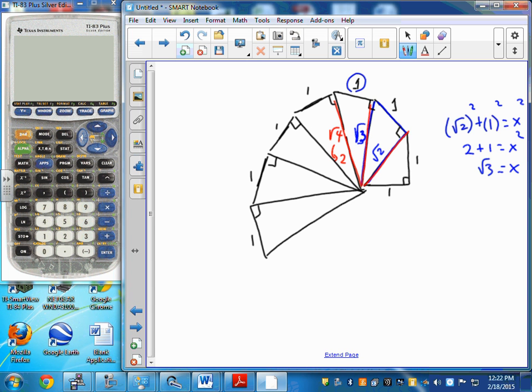This would be the square root of 8. And by the time you got to here, now you're up to the square root of 9, which is 3. So there's your right angle. And so play with that one for a little bit.